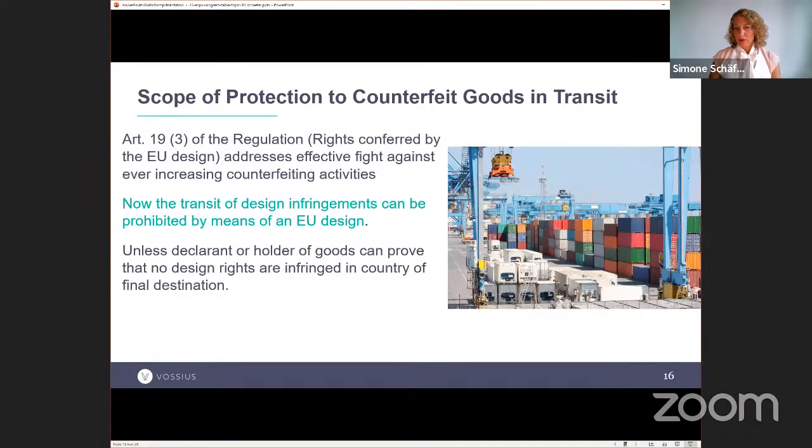I would like to mention that if the holder of the goods can prove that in the country of final destination, the design rights would not be infringed, then the goods have to be released.